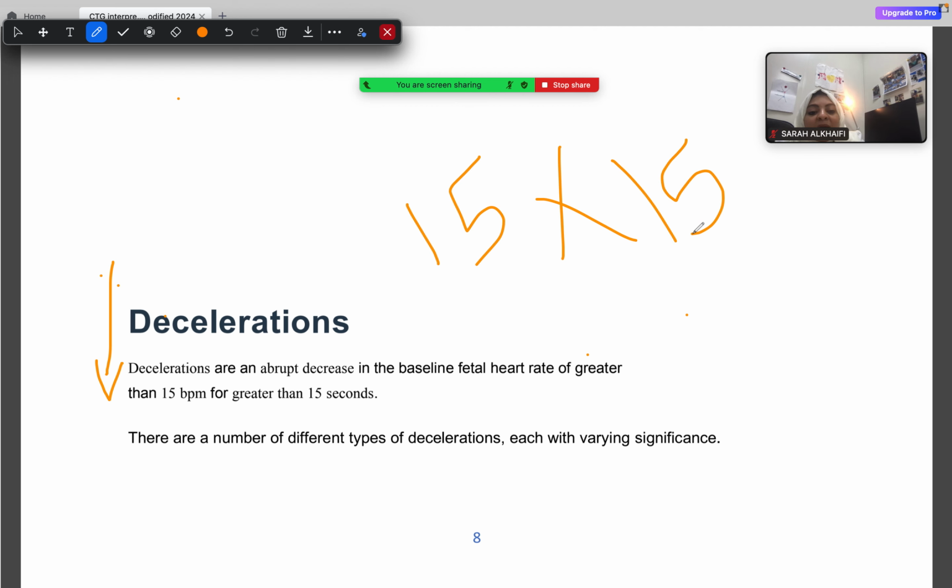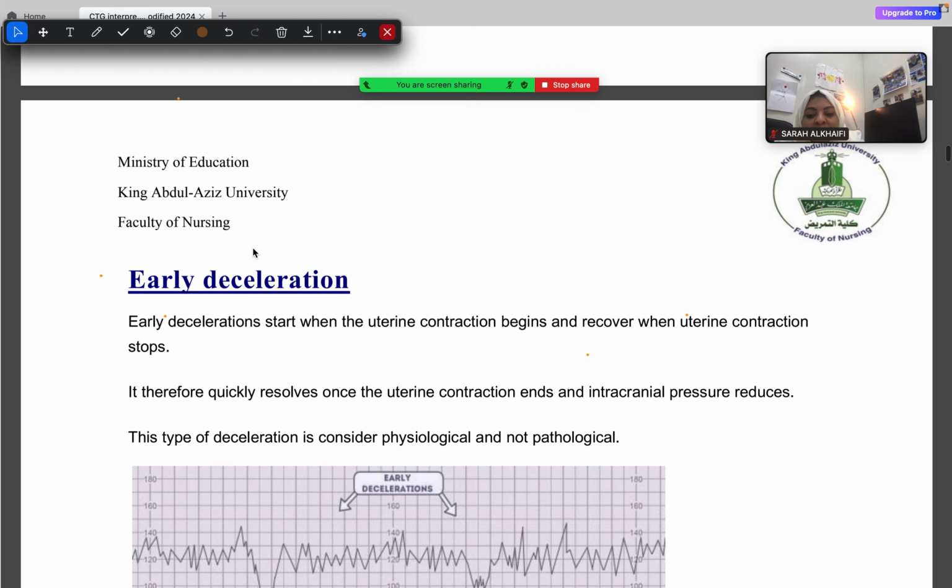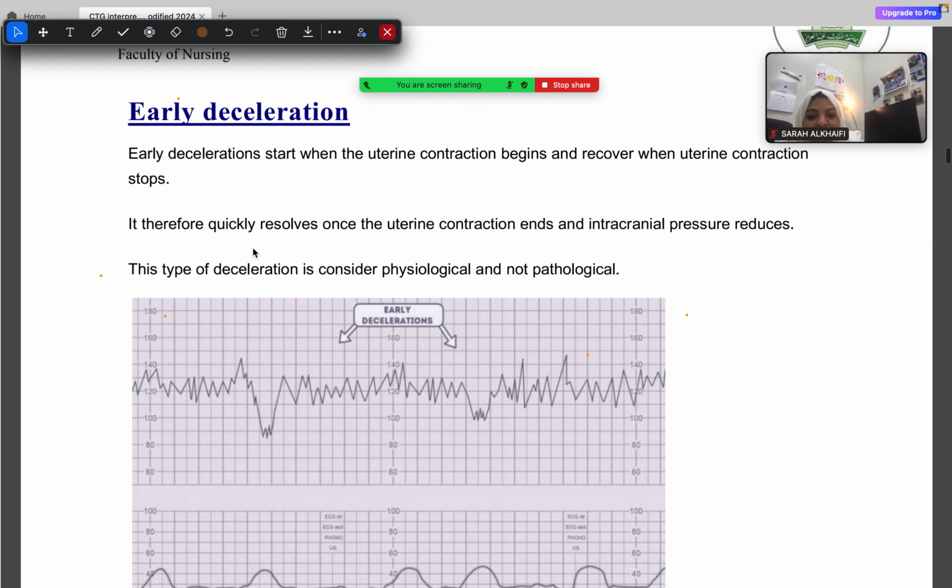It's also applicable in the deceleration, but it has the opposite meaning. Let's talk about this in detail with an example to make it clear for you. Here we have different types of deceleration. We're going to explain each one of them. We will start with early deceleration.